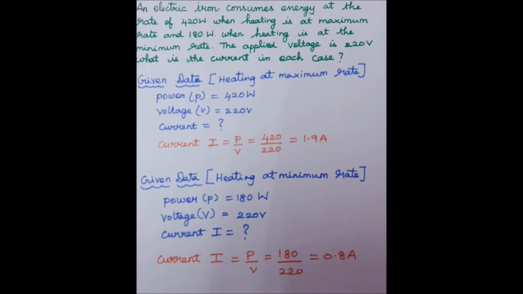We know that current I equal to power by voltage. For the first case, power is 420 by voltage is 220. We get the answer as 1.9 ampere. In the second case, power is 180 by voltage 220. We get the answer 0.8 ampere.